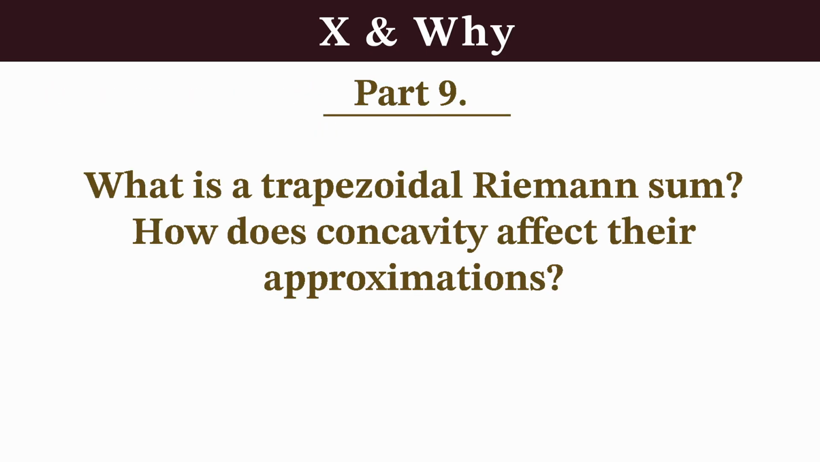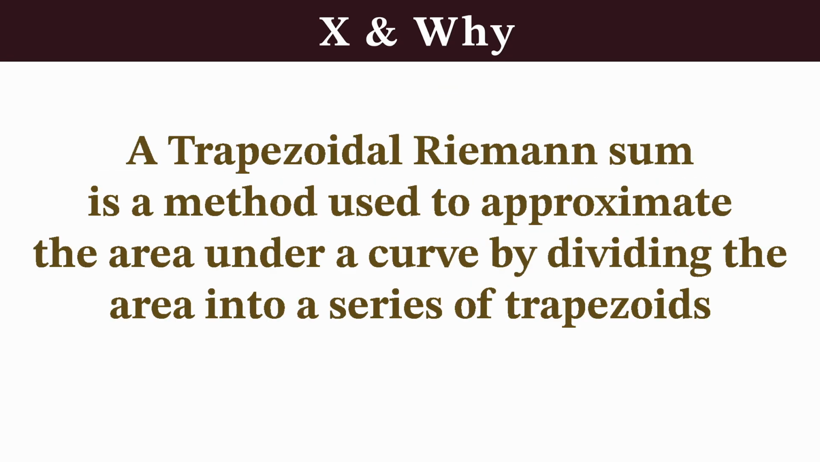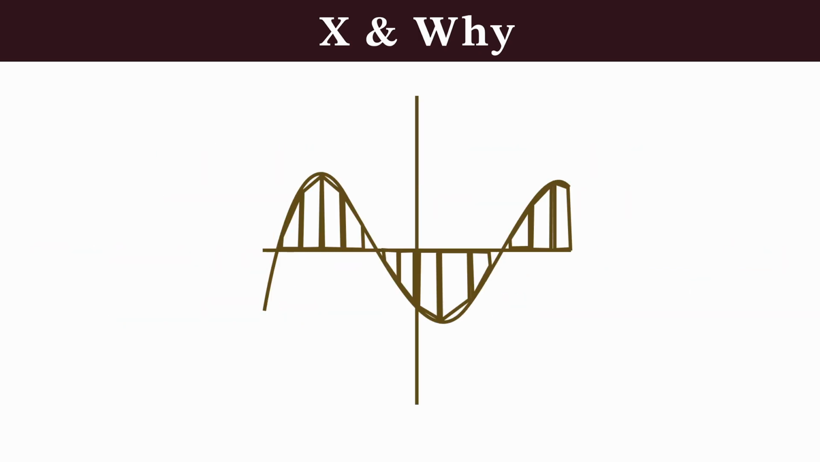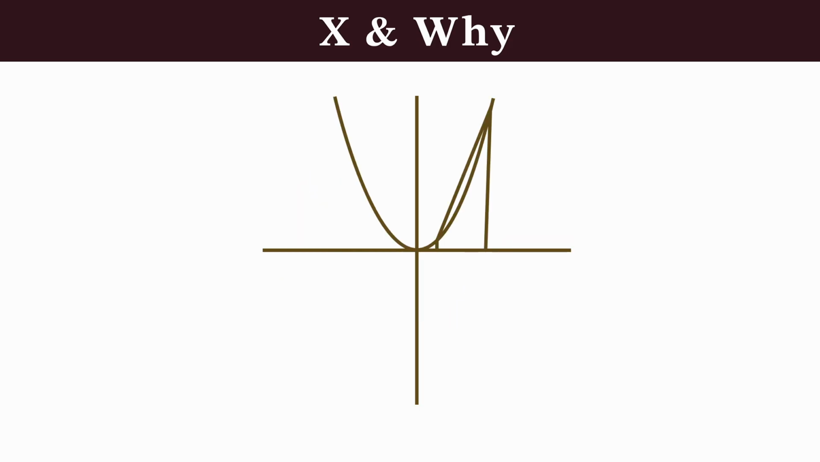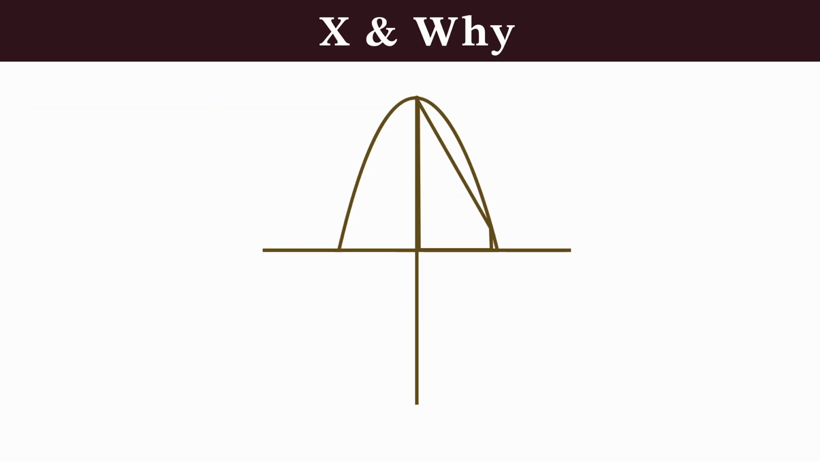Part 9. What is a trapezoidal Riemann sum? How does concavity affect their approximations? Trapezoidal Riemann sum is a method used to approximate the area under a curve by dividing the area into a series of trapezoids. If a function is concave up, the trapezoidal sum is an overestimate. If a function is concave down, the trapezoidal sum is an underestimate.